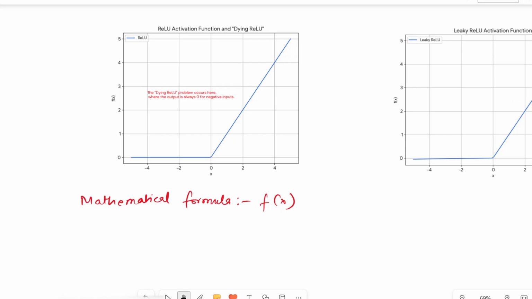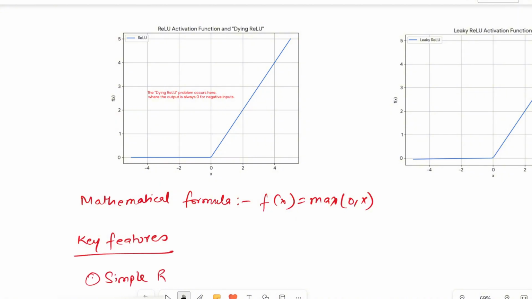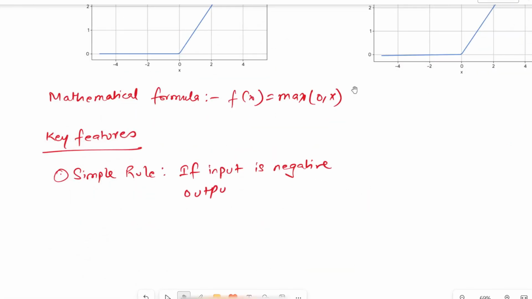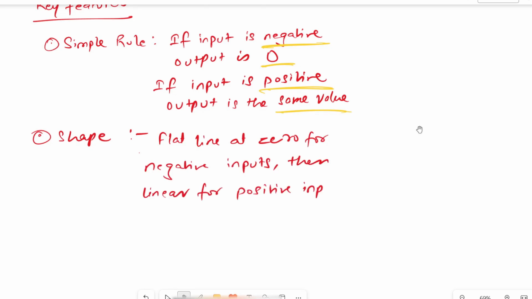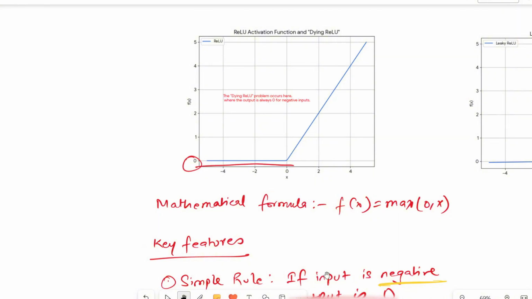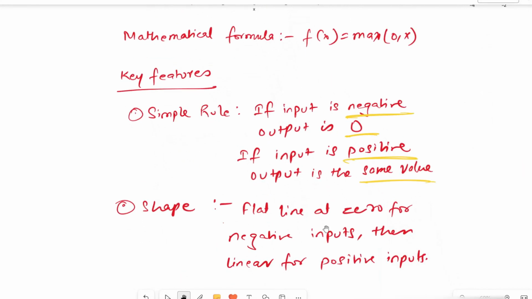ReLU, the rectified linear unit, is simple and powerful, and better than activation functions like hyperbolic tangent and sigmoid for hidden layers. The mathematical formula is just max of 0 and x. That's it. It means if the input is negative, then output 0. If the input is positive, then output the exact same number. Therefore, when we see the graph of ReLU, we observe a flat line at 0 for all the negative inputs, whereas for the positive inputs it is linear. This is the simplicity of ReLU.